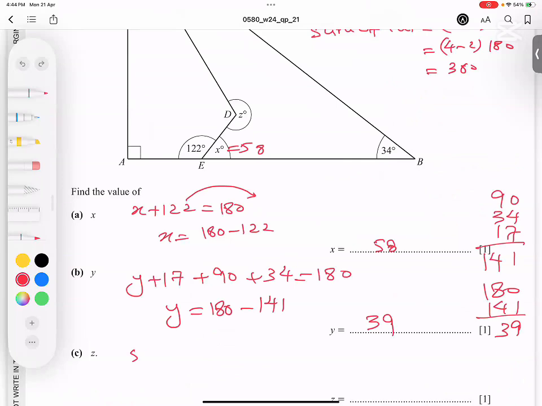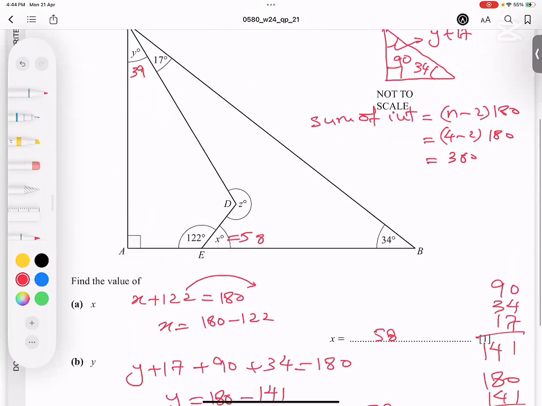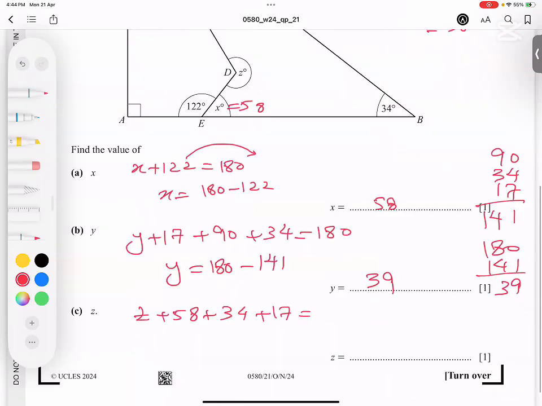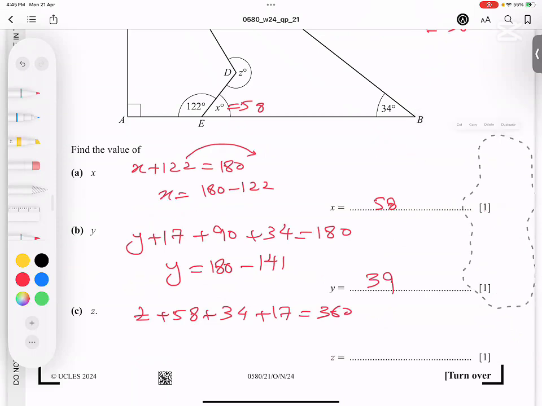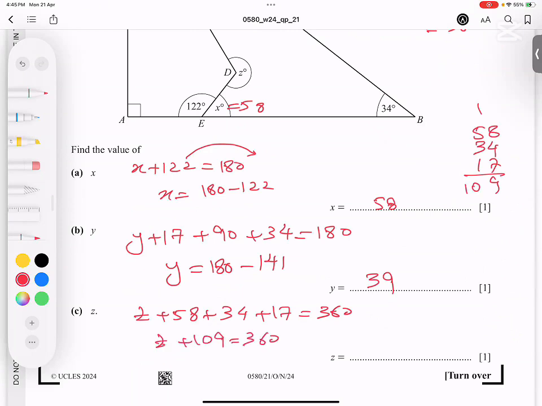I just start from z. So z plus 58 plus 34 plus 17 equals 360. Now I have to add all these values manually, and let's see what we get. 58 plus 34 plus 17. I got 15 for 19, 1 carry, and 2 and 8 is 10, 109. So z plus 109 equals 360.